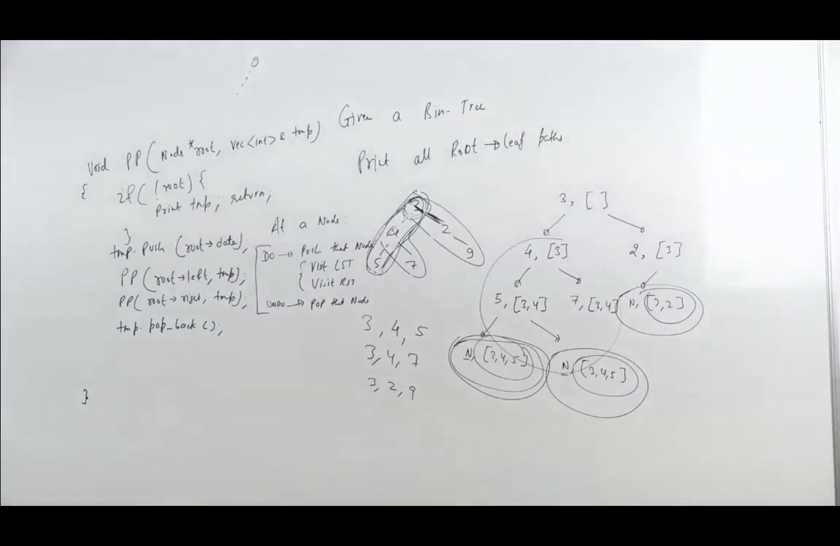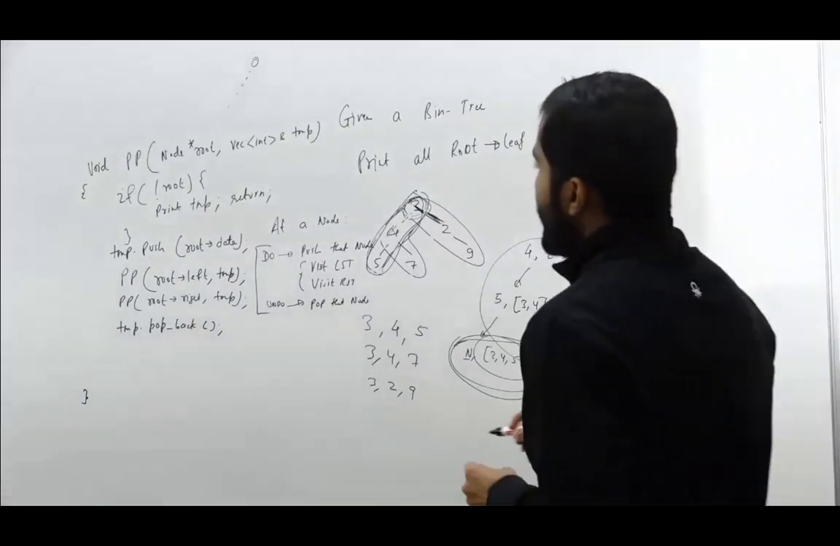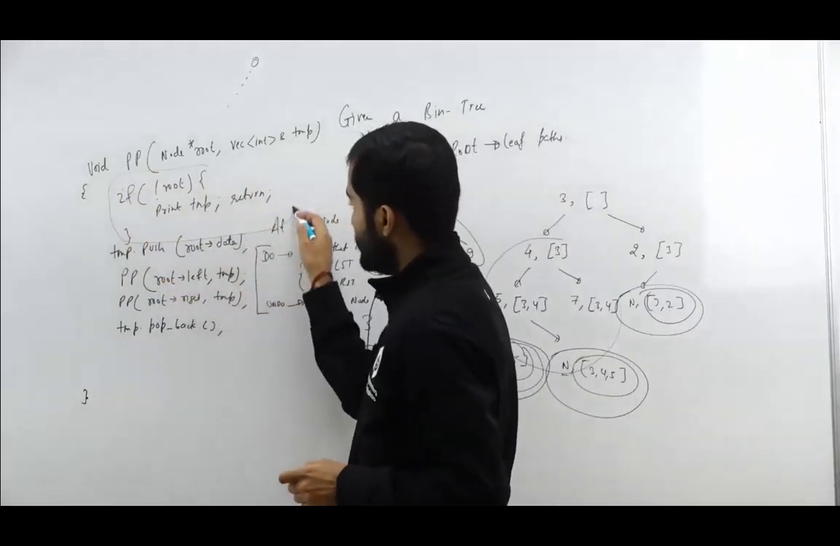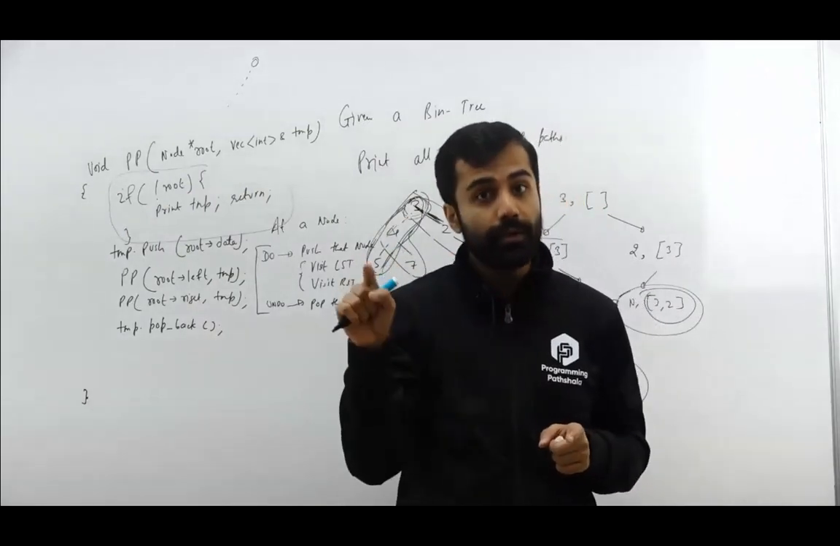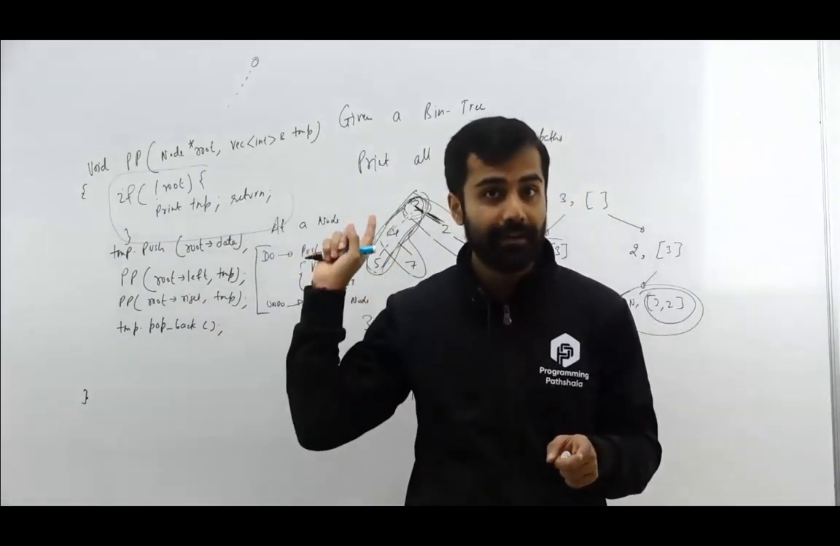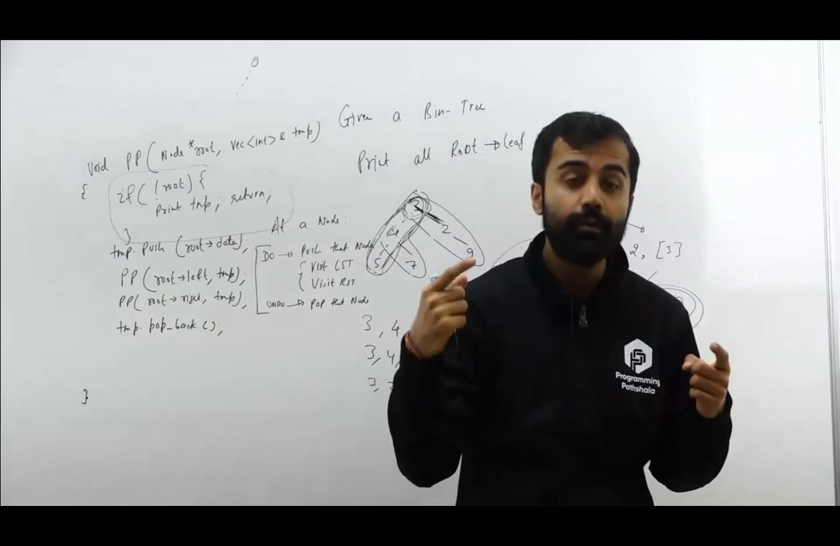The answer is no. Why is the problem happening? Because of the way your code is written, the way your termination condition is written, you are trying to print root to null paths. You are not printing root to leaf paths, you are printing root to null paths.